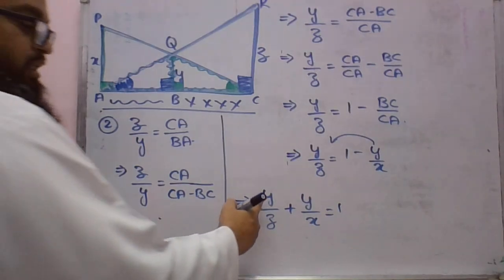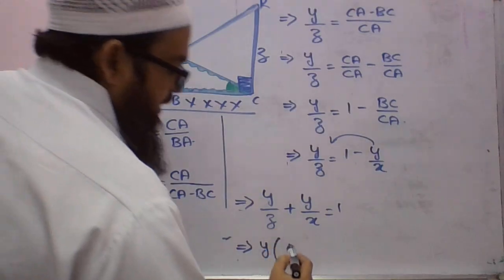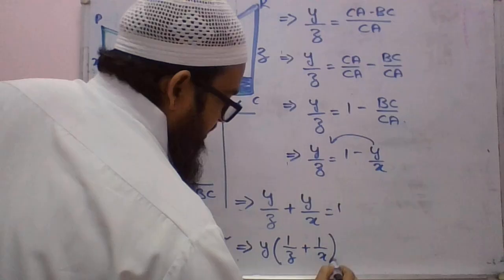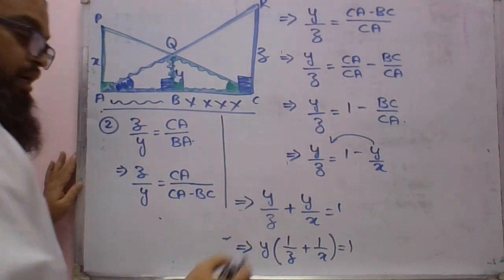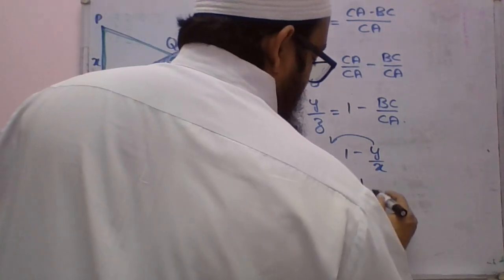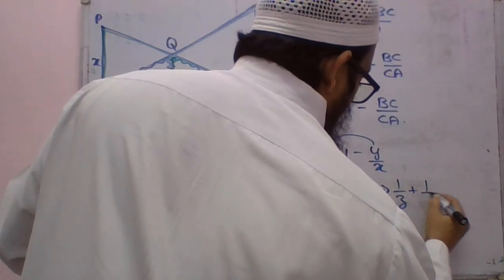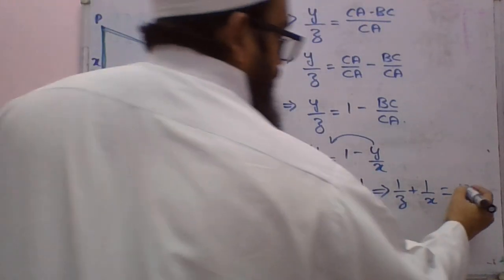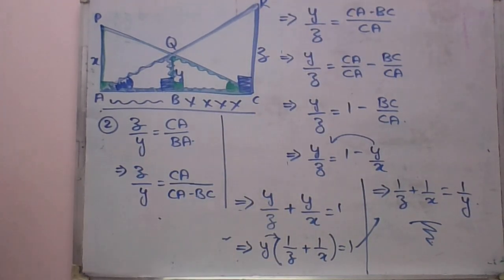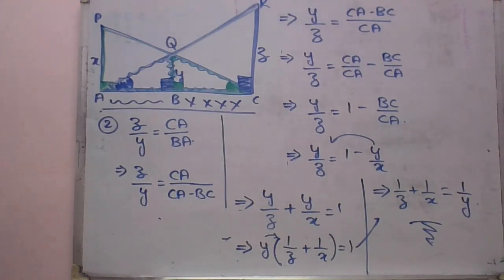Now in both of these, do I have Y common? Yes sir. Can I take Y common? When I take Y common, it will be 1 by Z plus 1 by X is equal to 1 by Y. Now let me transpose Y to the other side. That implies 1 by Z plus 1 by X is equal to 1 by Y. This is what he asked us to prove. Understood, my dear students? So do this problem, it is very easy.